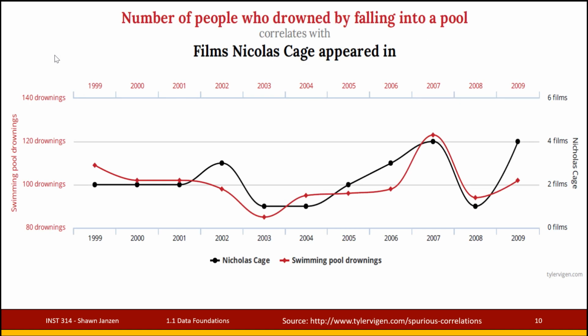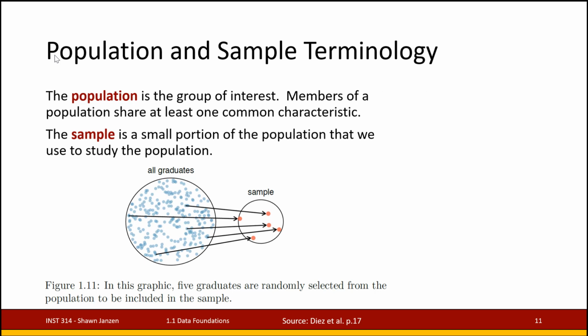Let's look at this slide here about the number of people who've drowned by falling in a pool and the number of films that Nicolas Cage appeared in. If you look at this graph, you'll see that the two lines track each other pretty well. So you might think that there's a relationship: the more films that Nicolas Cage appears in, the more people we're going to see drowning by falling into a pool. But we know better. Statistically, it may show that there's a relationship, but it doesn't hold up causally in real life. So the numbers don't always speak for themselves. We need to add a degree of context and real-world experience.